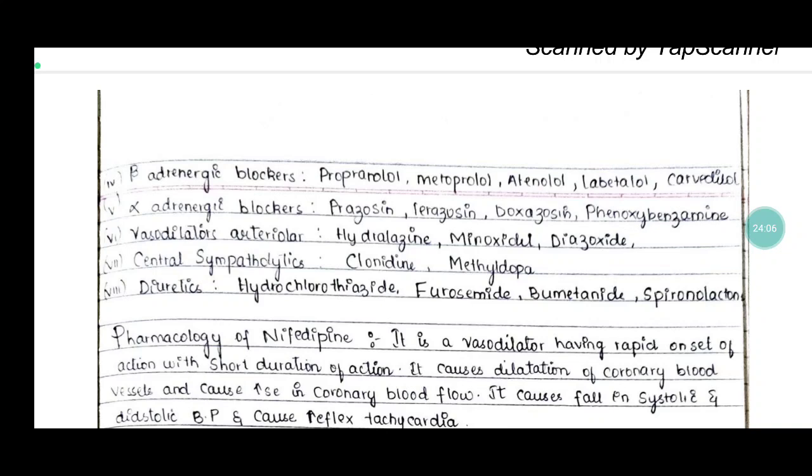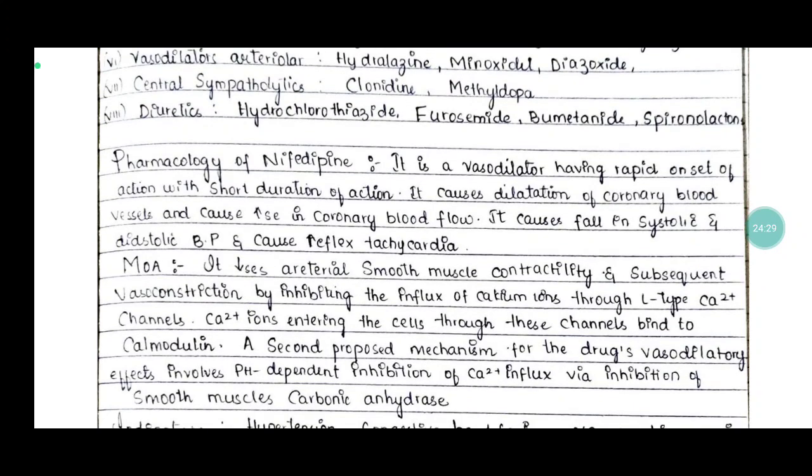phenoxybenzamine. Vasodilators: hydralazine, minoxidil and diazoxide. Central sympatholytics: clonidine and methyldopa. And lastly the diuretics: hydrochlorothiazide, furosemide, bumetanide and spironolactone. Now the pharmacology of nifedipine: it is a vasodilator having a rapid onset of action with short duration of action. It causes dilation of the coronary blood vessels, causing an increase in coronary blood flow.